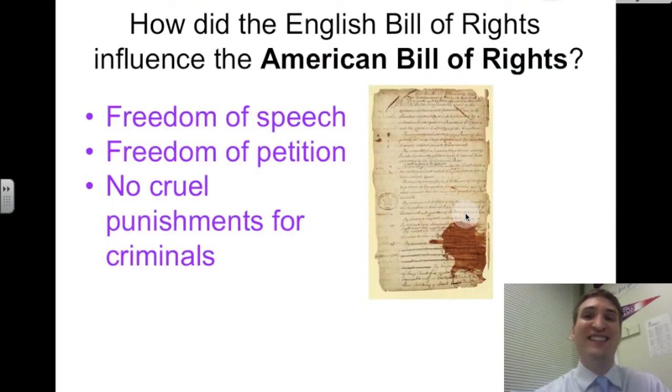The English Bill of Rights had an influence on other countries, including America. So how did the English Bill of Rights influence the American Bill of Rights? Well, the English Bill of Rights listed freedom of speech, just like America's Bill of Rights. It listed freedom of petition, the right to petition your government and complain about the things your government is doing. The English Bill of Rights also had no cruel punishments for criminals, just like the American Bill of Rights.